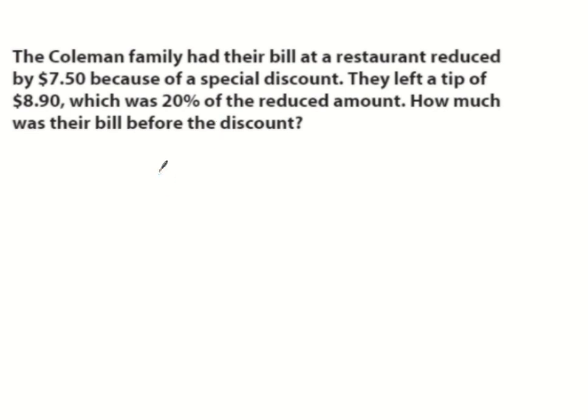Okay, so let's take the original bill. So we're going to start with B. There's the original bill. And it was reduced by $7.50. So reduced means we took $7.50 off the original bill. So this is how much their bill was. They had the original amount, but it was reduced by $7.50 because of a discount.